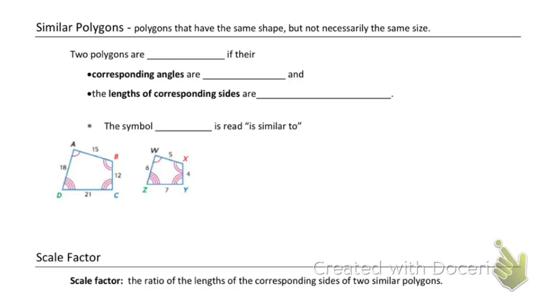I'm taking a magnifying glass and just making it bigger. Or if you're on the copy machine and you hit twice as big and you come up with a bigger picture. They're the same, they're just bigger or smaller. Well, we got some rules to determine if they are similar without measuring everything. So 2 polygons are going to be similar if their corresponding angles are congruent.